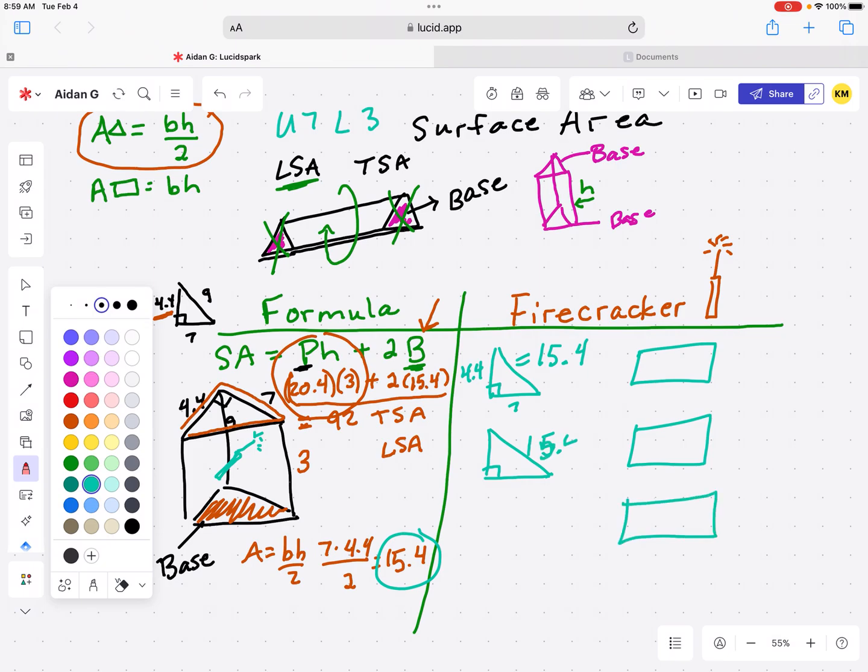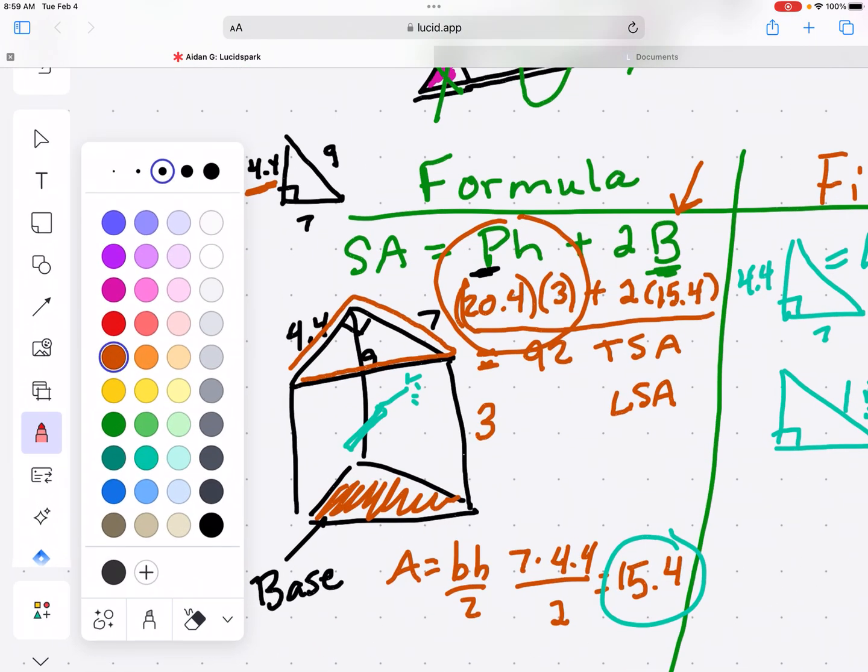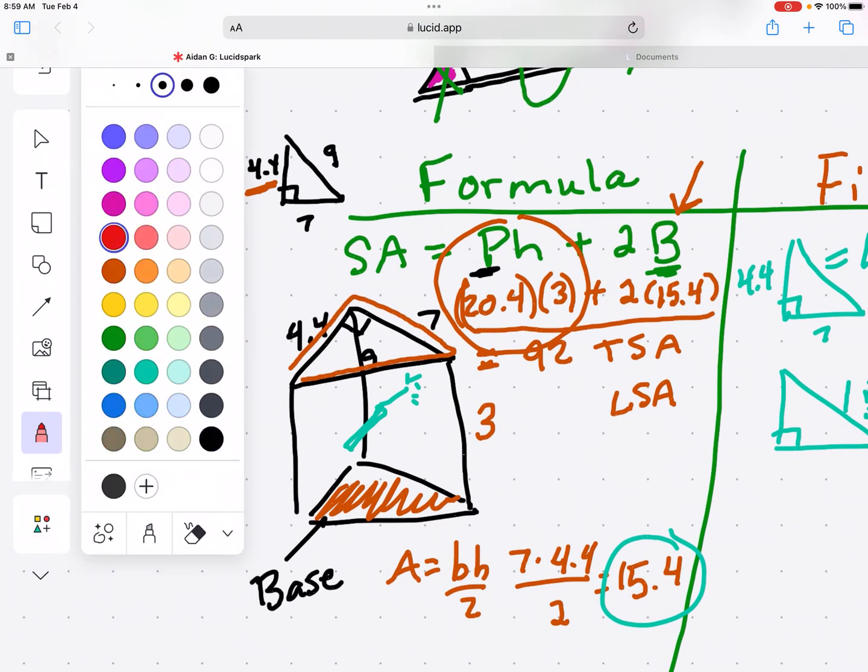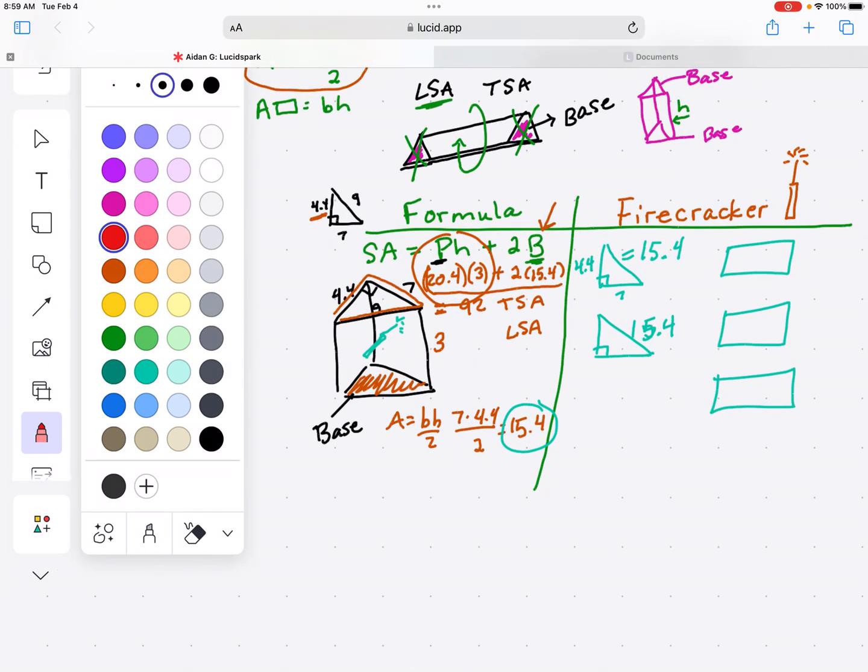15.4, good grief. Okay, so now let's look at that. Let's see what those side lengths are. So the side lengths are 4.4 and 3. You see how that's that left side? So that's going to be 3 and then 4.4. That's what that triangle is.